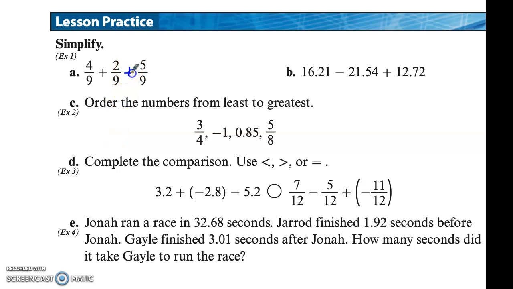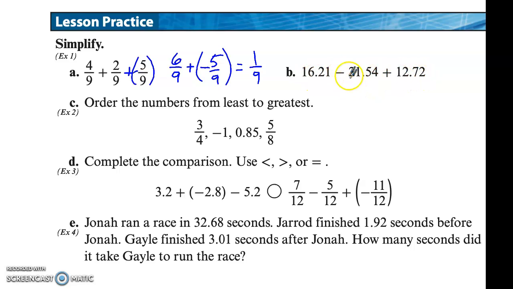So this is plus negative 5/9, right? So I have 4 plus 2, those are my two positive numbers, and then I have a negative 5/9, right? So that's going to end up being 6/9 minus 5/9, or plus negative 5/9, right? So I have this one final subtraction, 6 minus 5. 6 is the bigger number, so my answer is going to be positive 1/9.